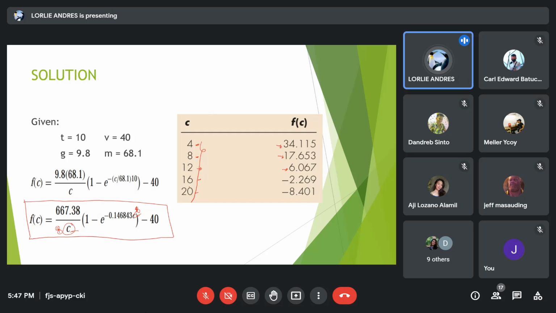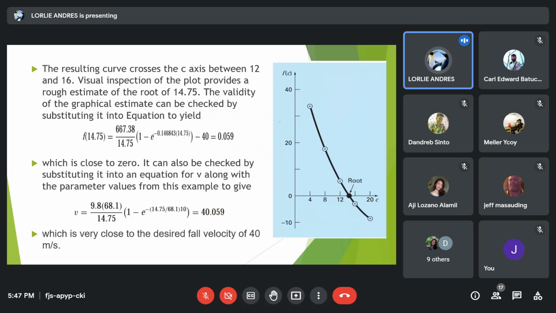So, here is C, then here is f of C. If we are going to plot this in a graph, this is the result. Okay? So, when you plot it, it touches your x-axis. Where it touches your x-axis, that is what you can consider as your root. And then since it doesn't touch exactly, this one is equivalent to 16.